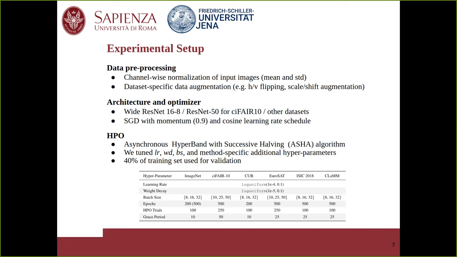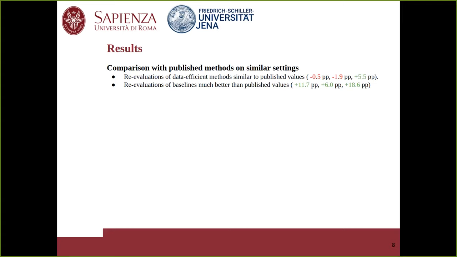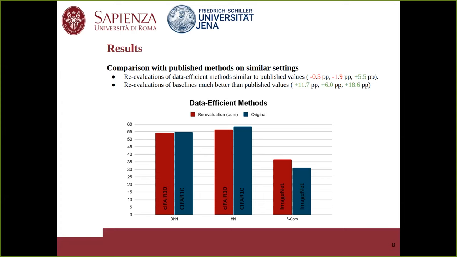So moving to the results, first, to certify that our evaluations are reliable, we compare with published methods on similar settings. As I said before, there were no canonical splits, so the evaluation is not exactly the same, but still we can see that our evaluations are pretty close to the original published values. In one case we also got better performance, probably thanks to hyperparameter optimization. While for the cross-entropy baseline, we got results that are much better than the original ones, up to 18 percentage points improvement.